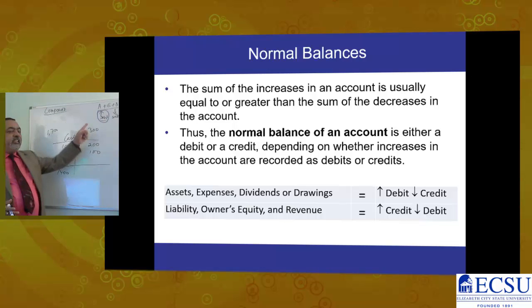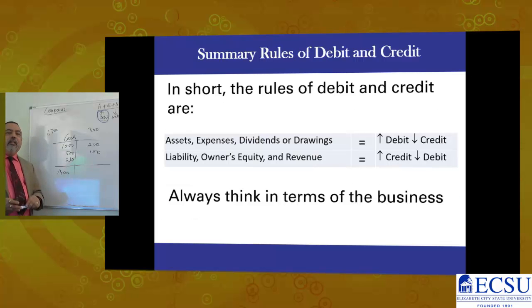For an asset, expense, and dividends or drawings, the debit is the increasing side. Therefore, the normal balance of those accounts will be a debit. And for liability, owner's equity, and revenue, their normal balance will be credit, because that's the increasing side. So please remember that concept very, very clearly.